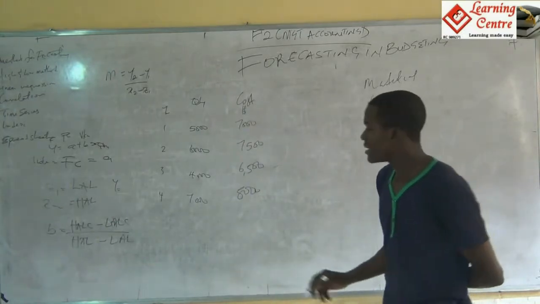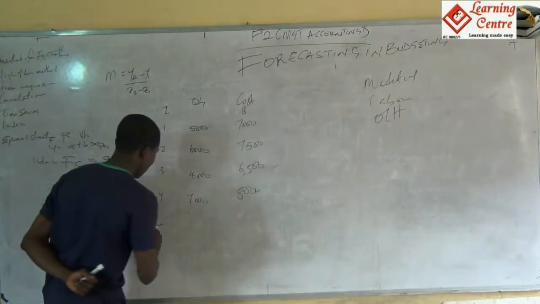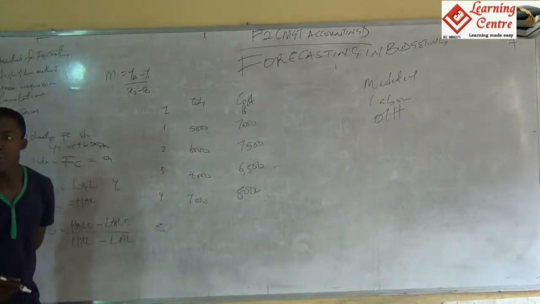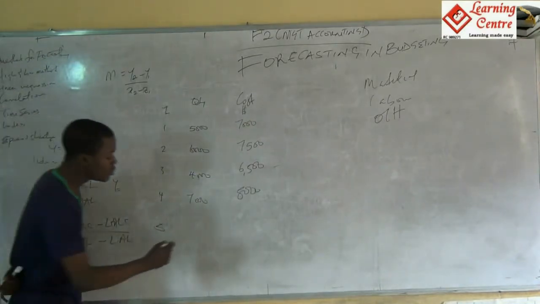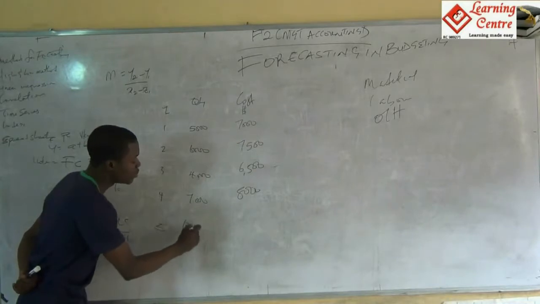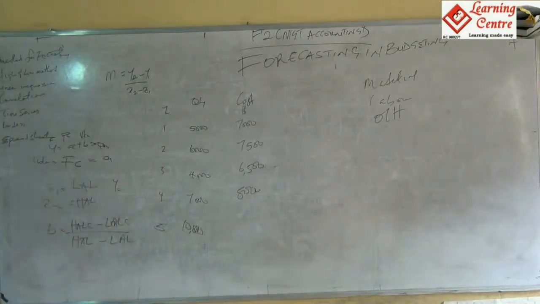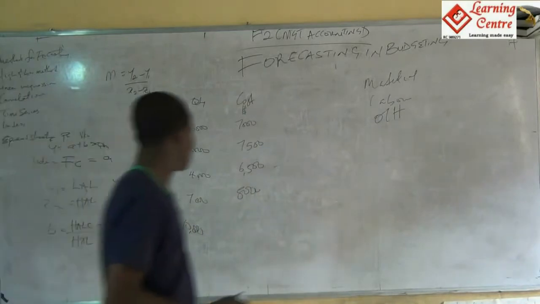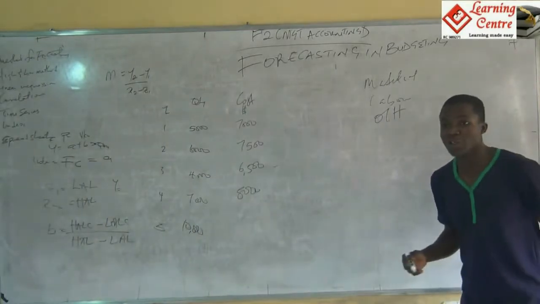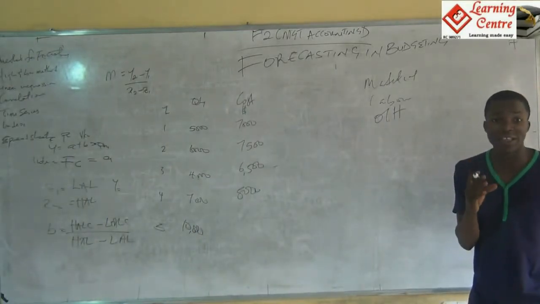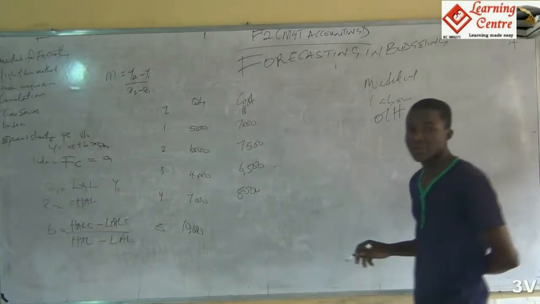They now ask you that in year 5, we assume that we are going to produce 10,000 units. What should be the cost? To use the high and low method, first of all, you pick the x1 point, which is the point with the lowest activity level. Where's the lowest activity level?